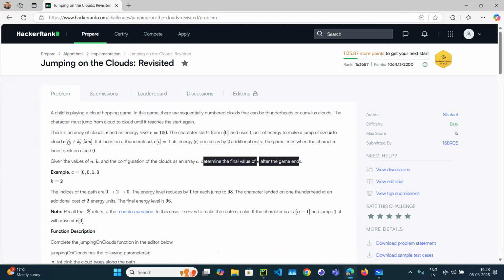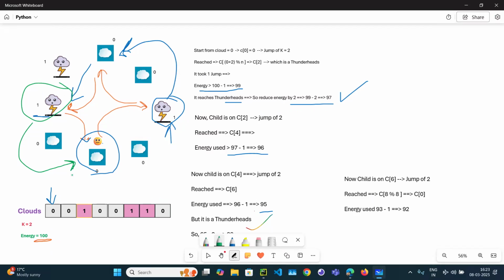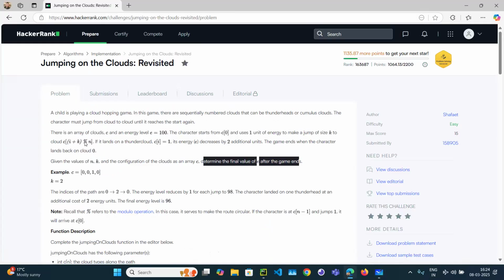That's why they have mentioned that when it's going to jump, we have to use this formula rather than i plus k. Because if you do just i plus k, then it is going to reach the eighth index, and we don't have the eighth index. The eighth index is basically the starting position only, right? It is zero indexed, so you always have to do the modulus of n. We do modulus of n when we have the circular fashion, right?